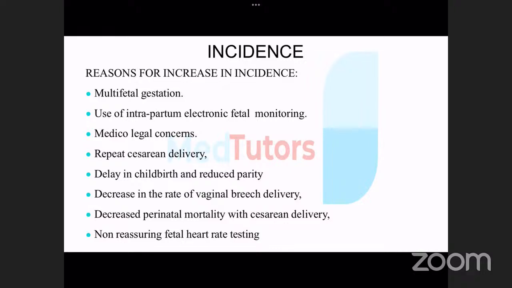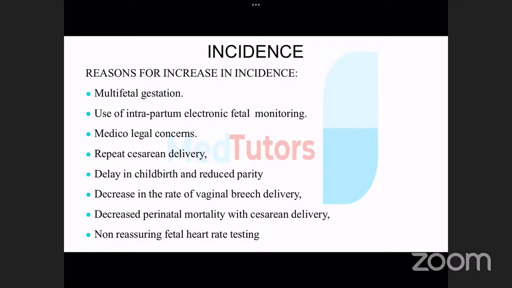There's also decreased morbidity and mortality from cesarean section itself. Improvement in anesthesia, blood transfusion, and availability of potent antibiotics have all decreased the morbidity and mortality associated with cesarean section. And therefore, women are more comfortable, and even the physicians are more comfortable with offering cesarean section.